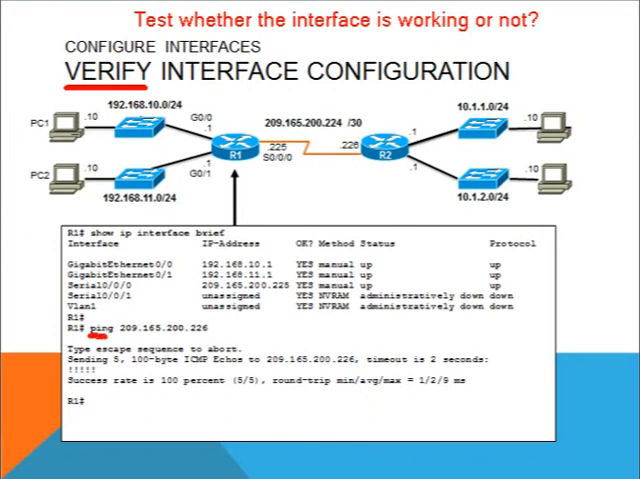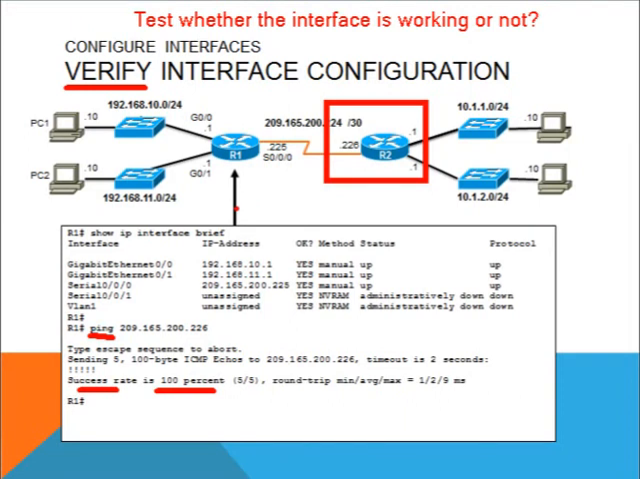So in this case, we will ping the destination address. We will actually ping the destination address of this remote router over here, and we will see whether the connection is successful. So in this case, when it says success rate is 100%, it means that our connection is successful.